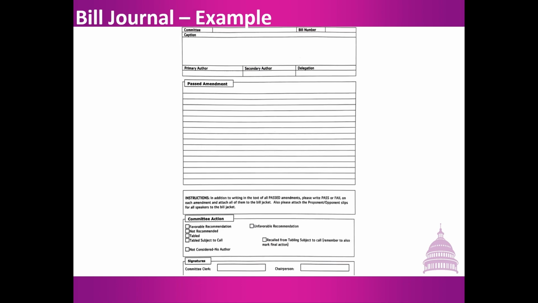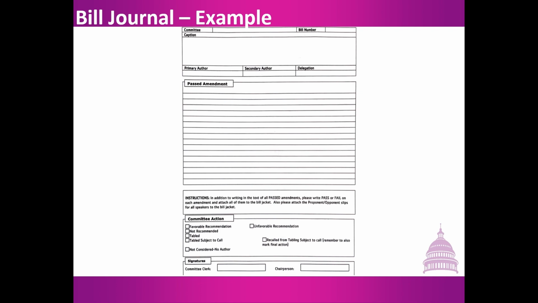This is an example of a bill journal. The bill journal is a record of what happened in committee and will stay with the committee packet. It will be in a folder or a 3-ring binder. Please return this to the legislative office along with the chair clerk packet at the end of the committees. They should be pre-printed so it's easy.